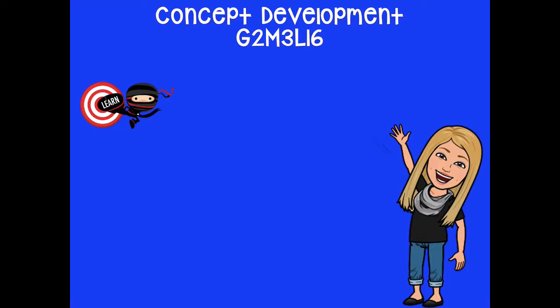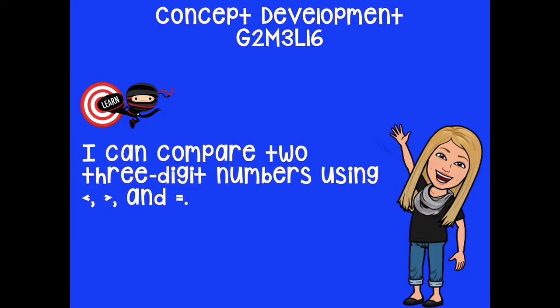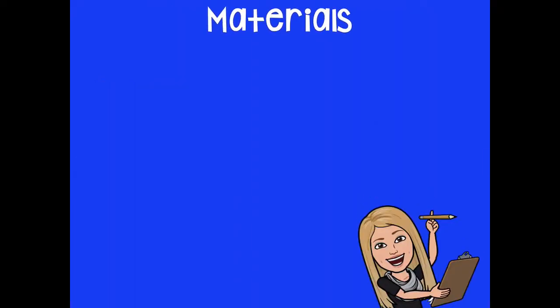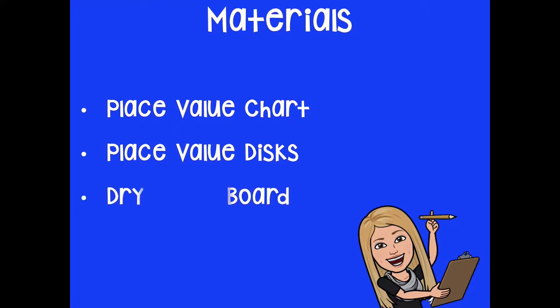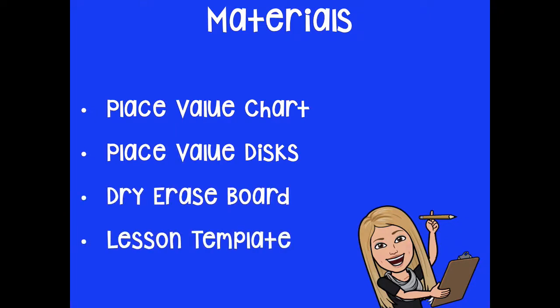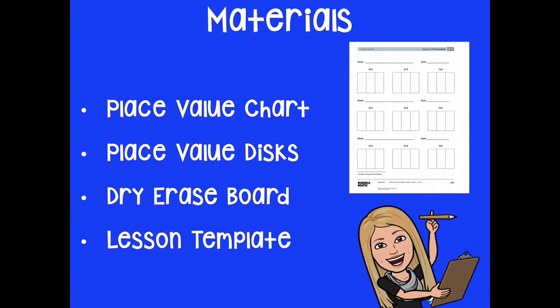For our lesson today, we're going to talk about how we can compare numbers. So our learning goal for today says, I can compare two 3-digit numbers using less than, greater than, and equal. The materials that you'll need for this lesson are your place value chart, your place value discs, a dry erase board, and your lesson template that looks like this. If you don't have your lesson template, that is absolutely okay. You can just use your dry erase board.